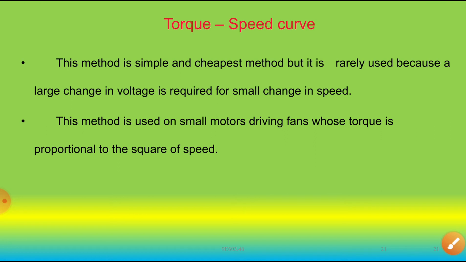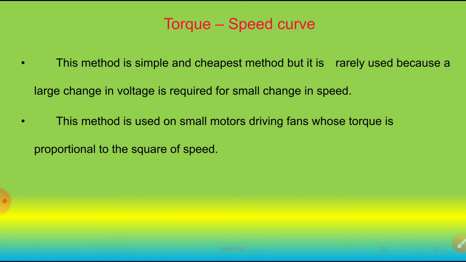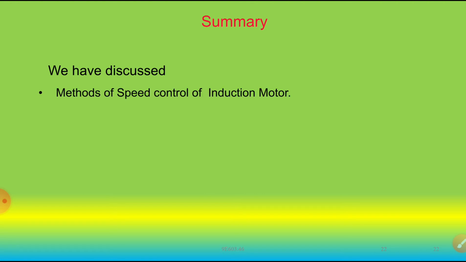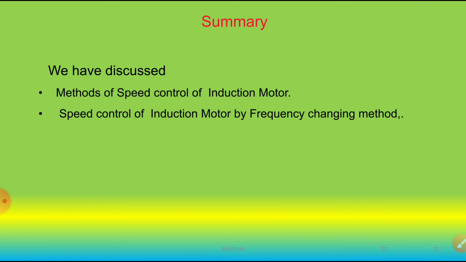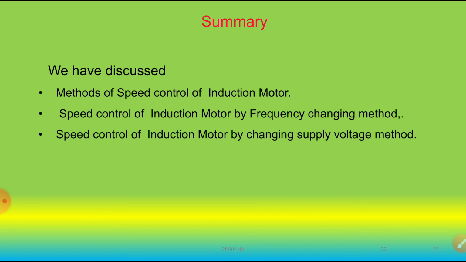This method is used on small motors driving fans, whose torque is proportional to the square of the speed. These are the basic ideas regarding speed control of induction motors. Let us summarize what we have seen in this class. We discussed speed control of induction motor by the frequency changing method and by changing the supply voltage, and concluded that the speed of an induction motor can be controlled by supply voltage and supply frequency.